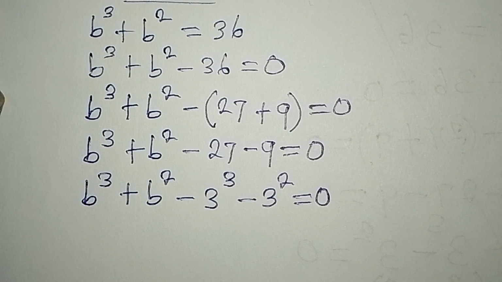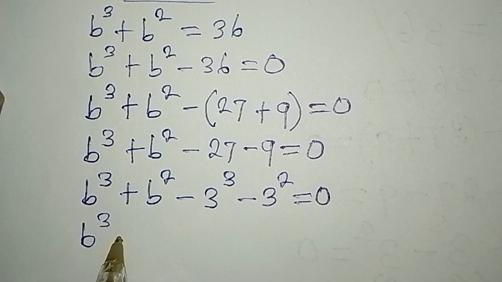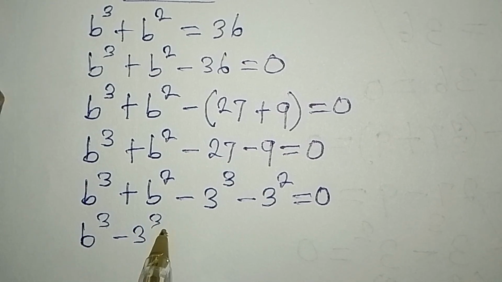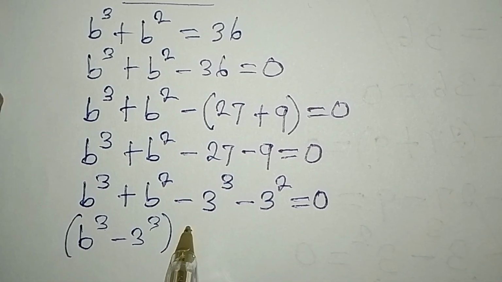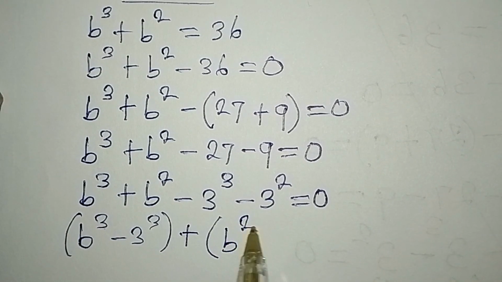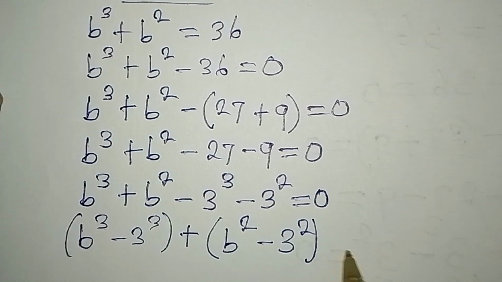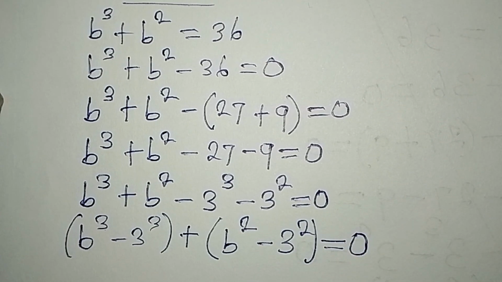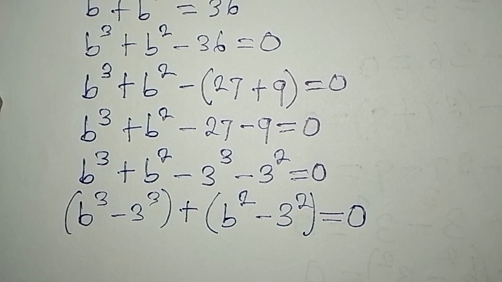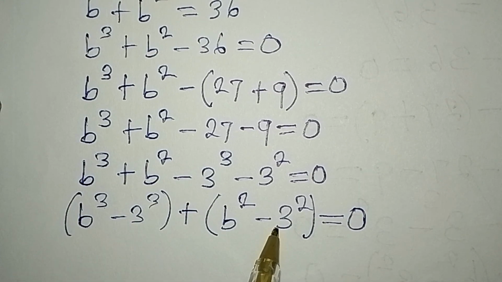Now, what can I do? I can group this again so that b to the power of 3 and 3 to the power of 3 will be together. Then plus open bracket, this is b squared. So I'll write b squared minus 3 squared. Okay, and then everything is still equal to 0. So from here, I can deal with this first and then deal with this.